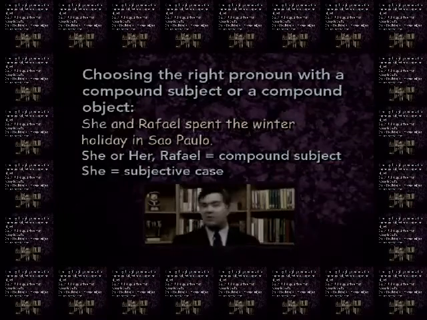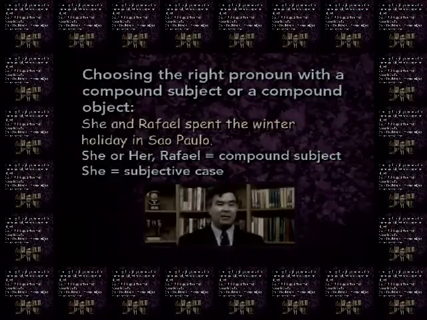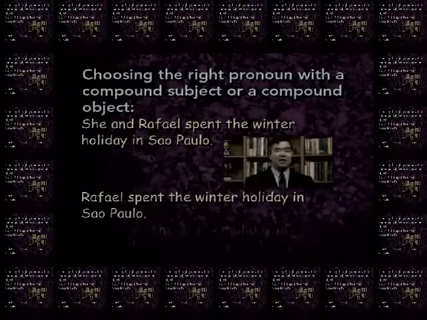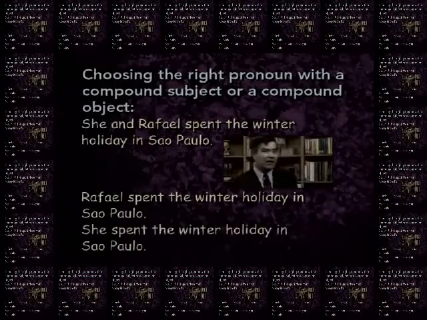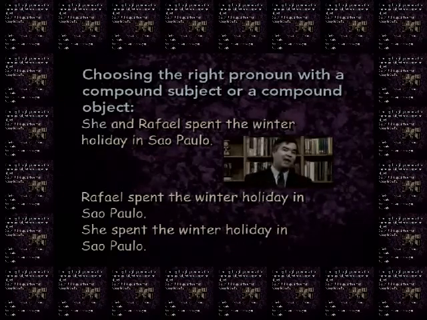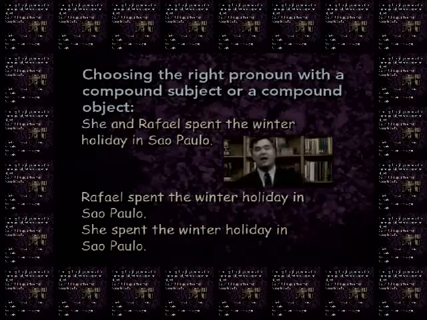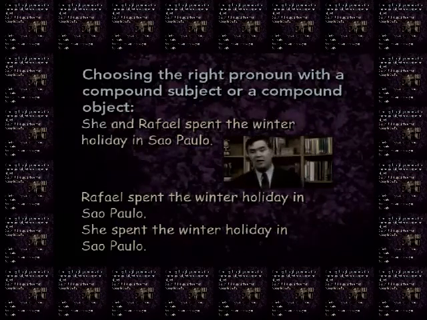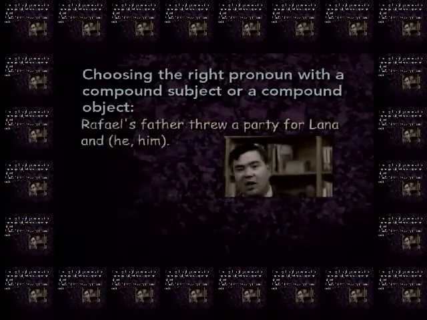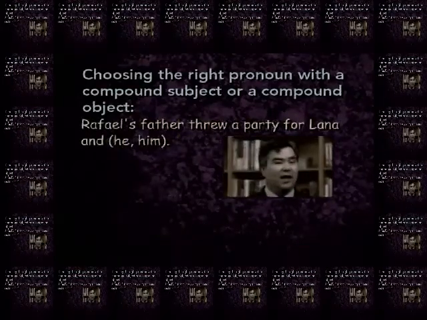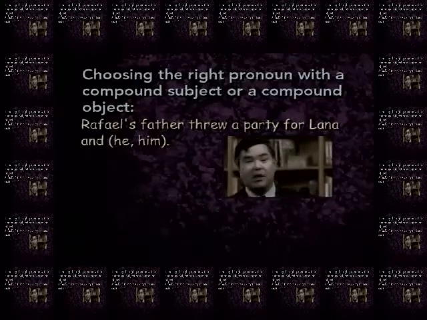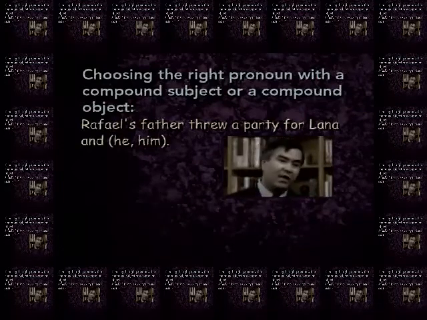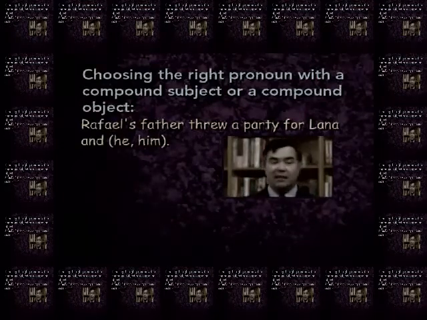However, if this isn't obvious, break it into two sentences and then it becomes obvious. One sentence would be, "Raphael spent the winter holiday in Sao Paulo." The other would be, "She spent the winter holiday in Sao Paulo." Once you separate out the two subjects, then it becomes very obvious that the subjective case is correct and "she" would be used rather than "her." One more example. "Raphael's father threw a party for Lana and he or him." Once again, if you're not sure which is correct, break the sentence into two, and then it'll be fairly obvious whether we're dealing with a subject or an object.